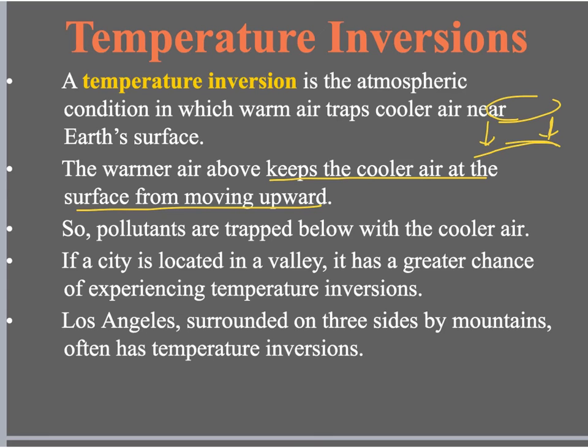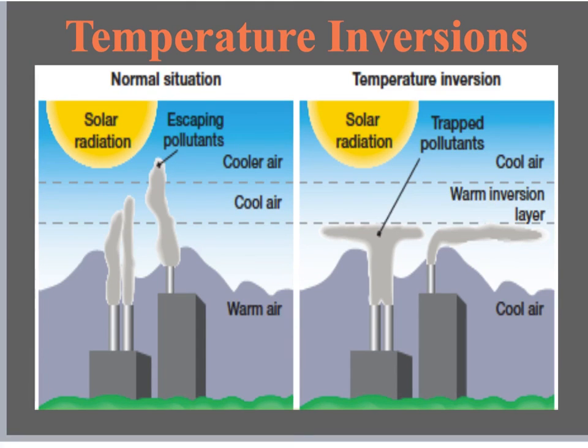If a city's in a valley, like Los Angeles is, it has a greater chance of experiencing temperature inversion. Los Angeles has mountains on three sides and often has temperature inversions because they've got all this air pollution, a layer of smog. The warmer air traps and keeps those pollutants down low by the people. So it's not good. Again, a temperature inversion is where warm air traps cooler air near the Earth's surface. It's not good. All right, here's a nice little image of it.